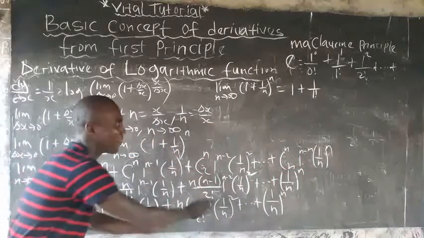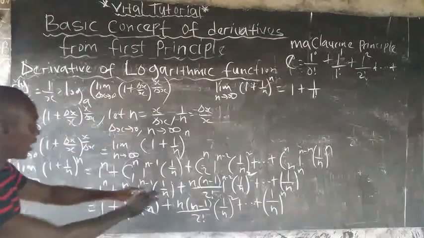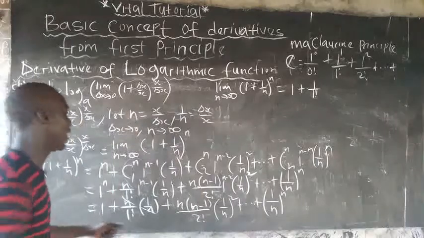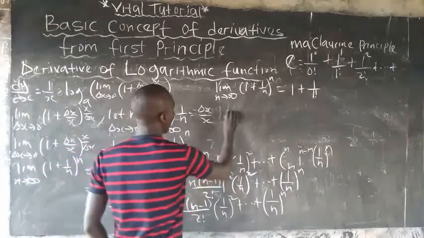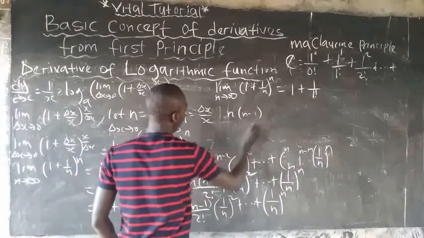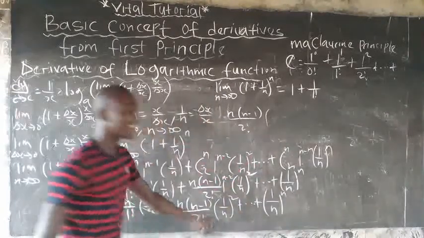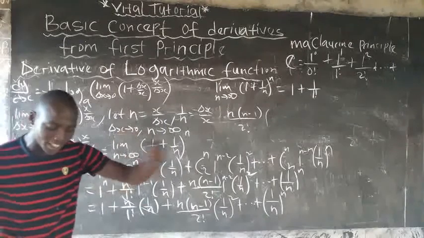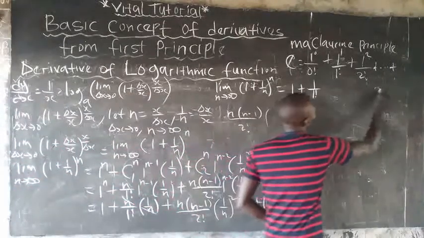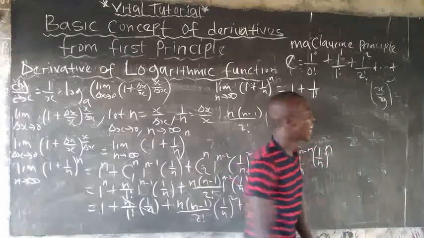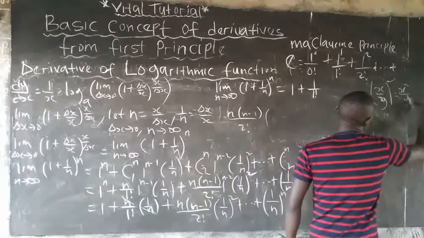Here, I would like to expand this outside. I want to avoid the clumsiness so you understand it better. Let's solve this here. If we have n into n minus 1 all over 2 factorial, everything here. According to your indices, anytime you have x all over y raised to the power of 2, it is the same thing as x raised to the power of 2 over y raised to the power of 2.